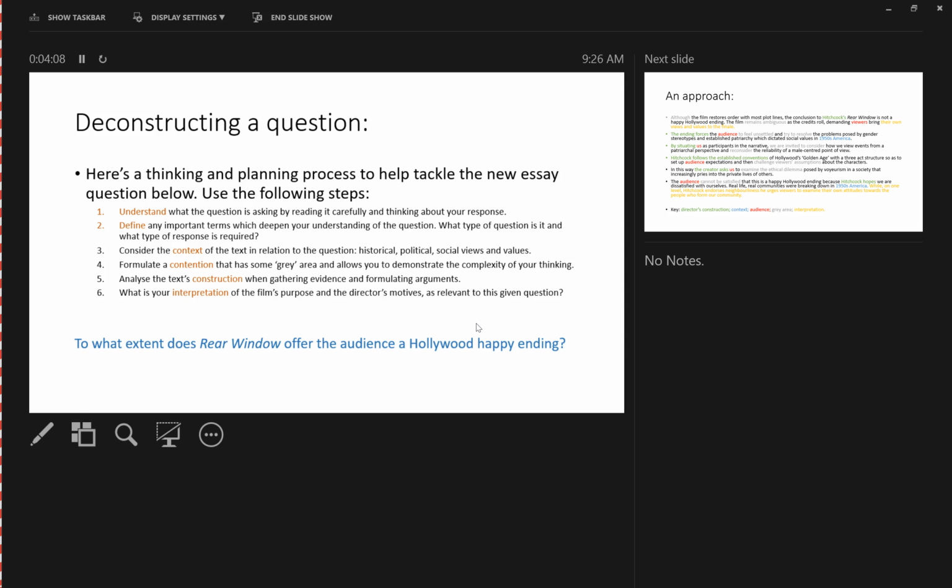Analyse the text construction when you're gathering evidence. So using those words, Hitchcock, director, to organise the evidence you're going to use in a plan. Even at planning stage, use those keywords, so that from the get-go, your focus is on how he constructed it. And finally, to get to that interesting point of your reading of the text, your interpretation of the film's purpose, the director's motives, as relevant to that given question.